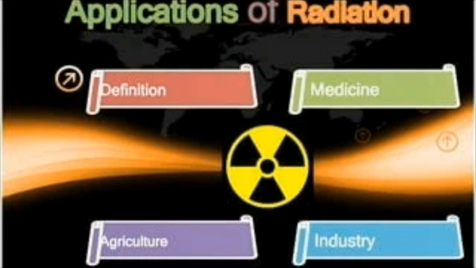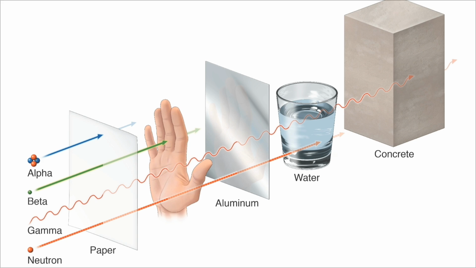Advantages of radiation: 1. Electricity generation. Radiation produced during nuclear reactions is used in nuclear power plants to generate large amounts of electricity. 2. Scientific research. It helps scientists study atoms, space, and the structure of materials.